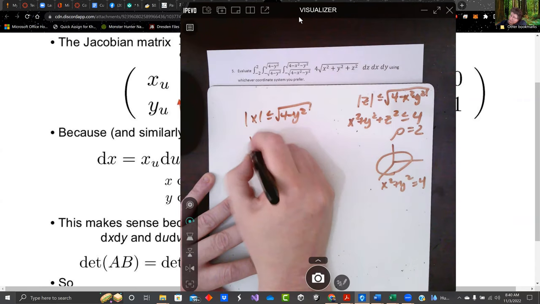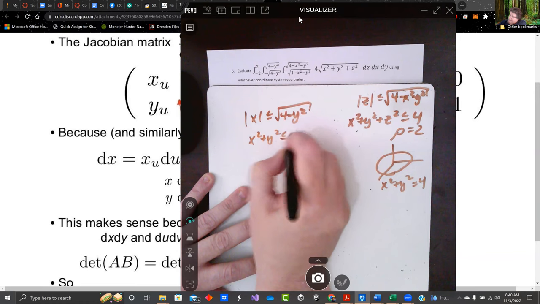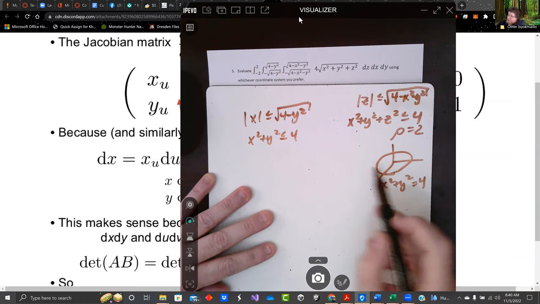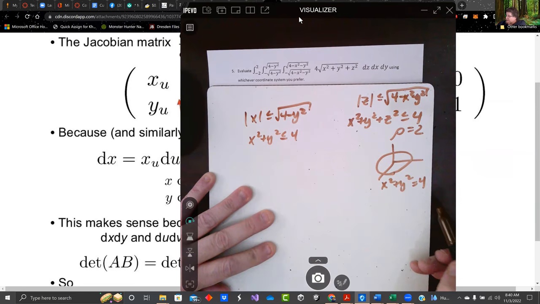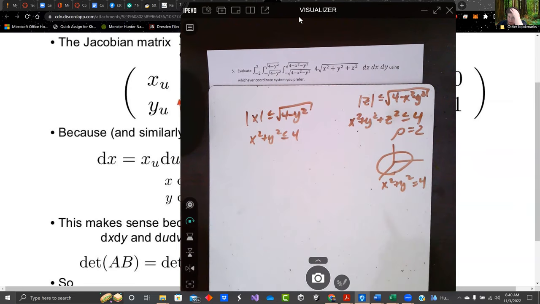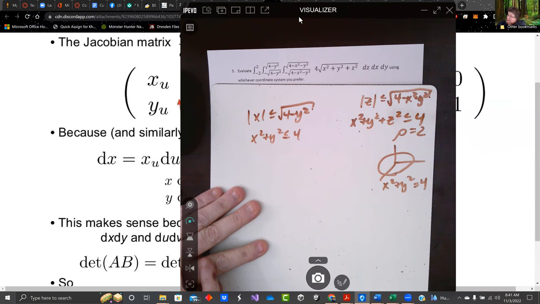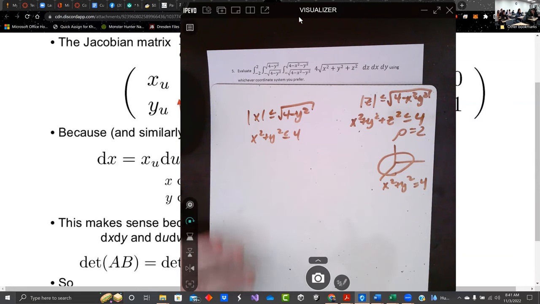So x squared plus y squared is less than or equal to 4. That's still matching up with the sphere. And negative 2 to 2 also matches up with the sphere. This looks like it's a great problem for polar. Not spherical? Do you like the spherical? Yeah, I meant spherical. Sorry.